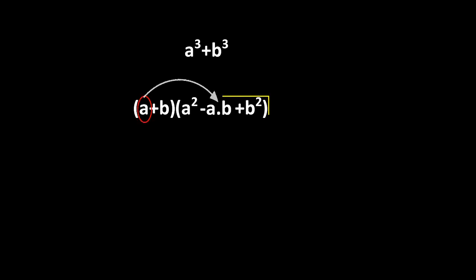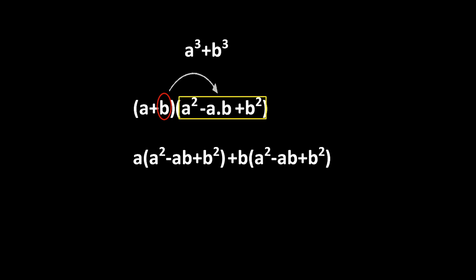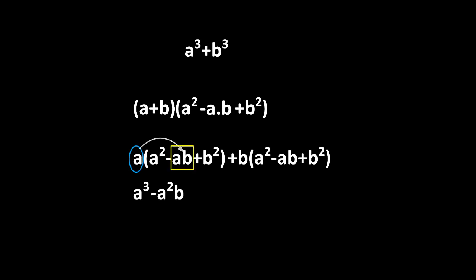Here we solve it algebraically, that is product of a binomial with the trinomial. First we multiply a with each term of the second expression, then b with each term of the second expression. Now we multiply a with each term of second expression, that is trinomial, a into a square, cube of a, into minus ab, that is minus a square b, plus a into b square, that is ab square.